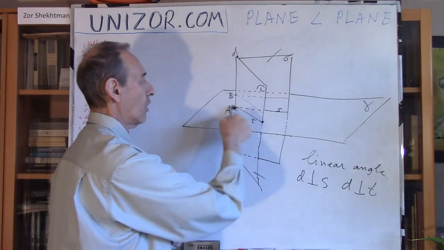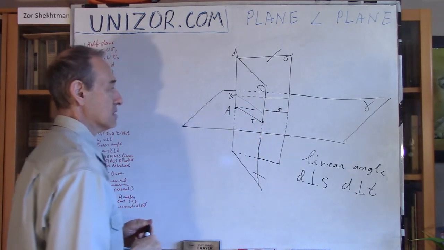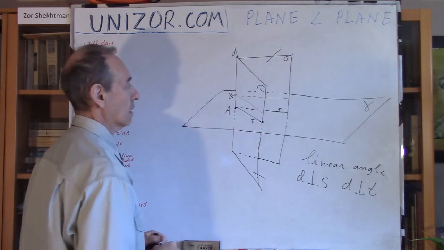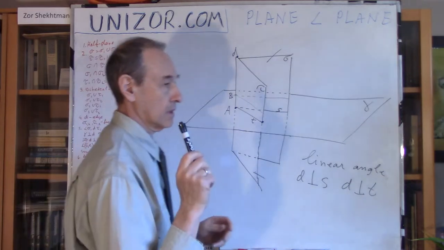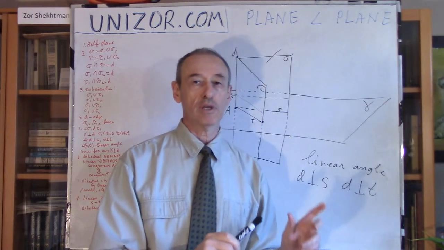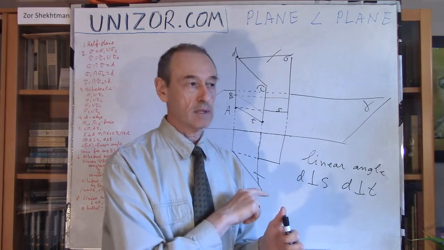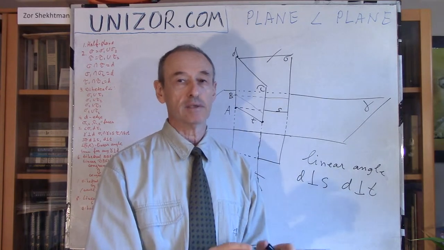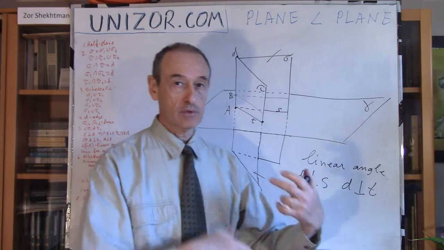So it will be exactly the same angle, which means that given the dihedral angle, you completely determine the value of the corresponding linear angle, because its value doesn't really depend on where exactly you put this plane gamma perpendicular to D. Now, again, if you have a dihedral angle given to you, then the corresponding linear angle is completely defined. It's one and only.